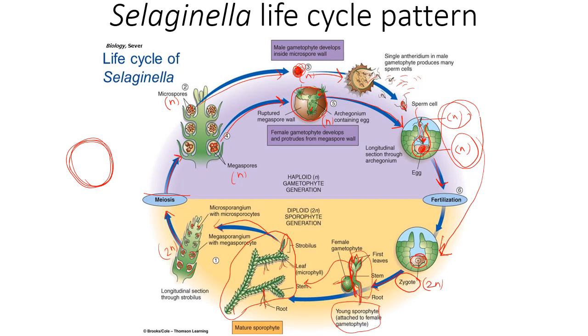If you see, there are two parts. This part is the sporophytic generation and it is diploid, and here you can see the gametophytic generation which is haploid. So this is the life cycle of Selaginella. Thank you.